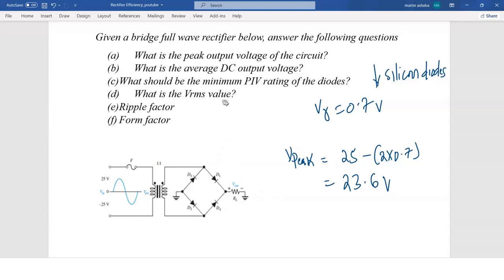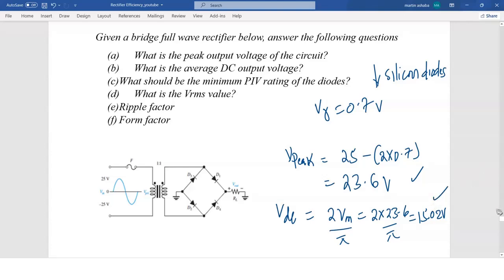And what is the average DC output voltage? Therefore, the VDC, remember, for a full wave rectifier, is 2 Vm, or V peak, divided by pi. So this is 2 times 23.6 divided by pi. This gives us 15.02 volts. So we have finished that. Let's go to the next.